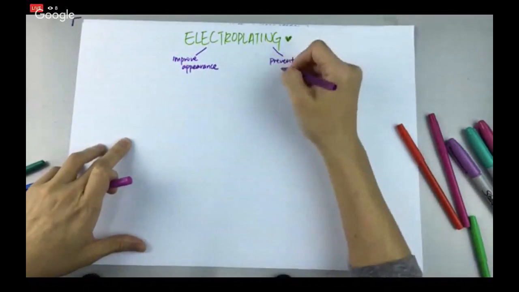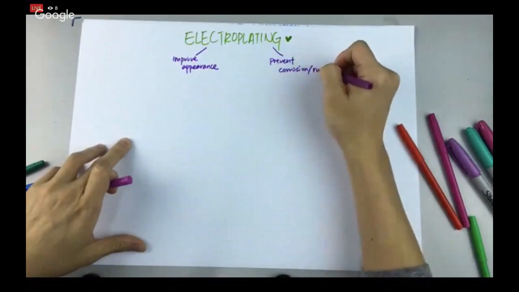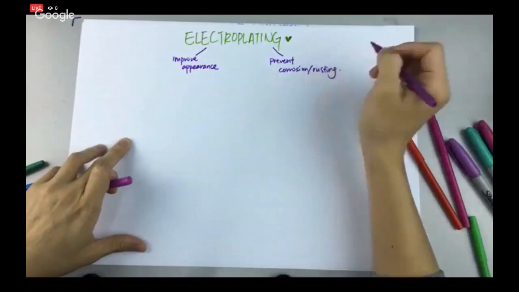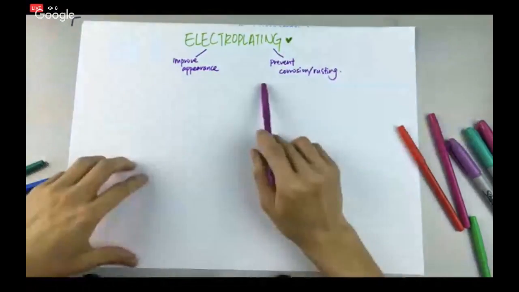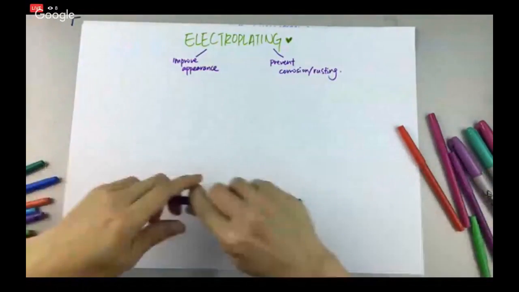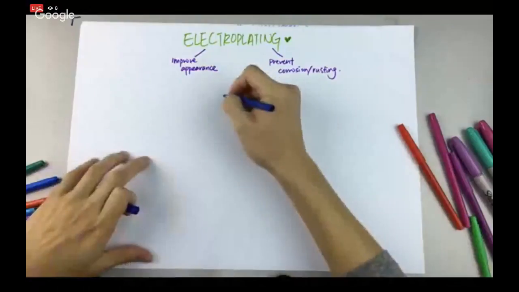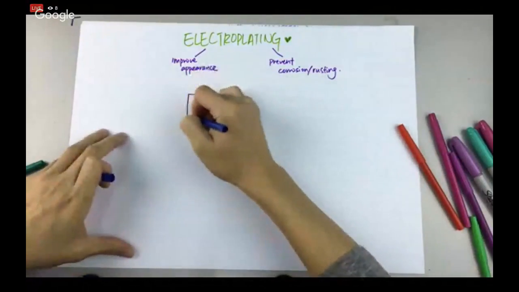Now, an example of the experimental setup of electroplating. The anode will be the metal you want to plate on the objects, for example, silver. Next one, a key.